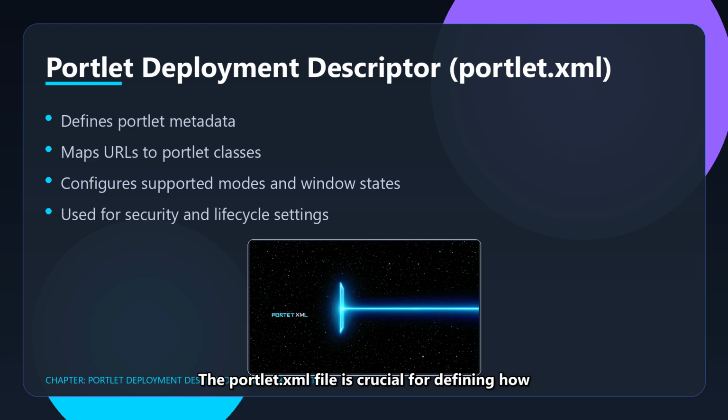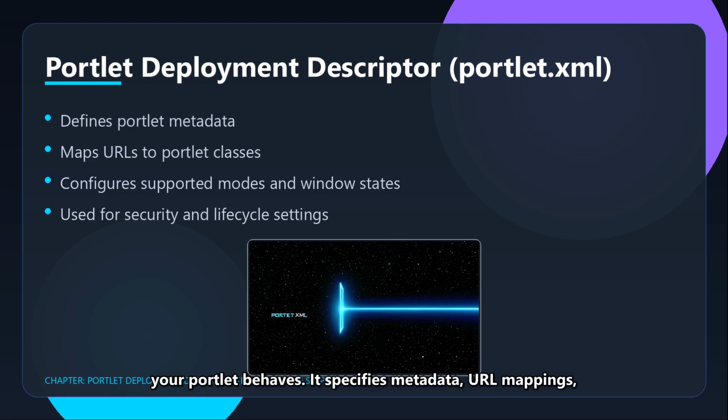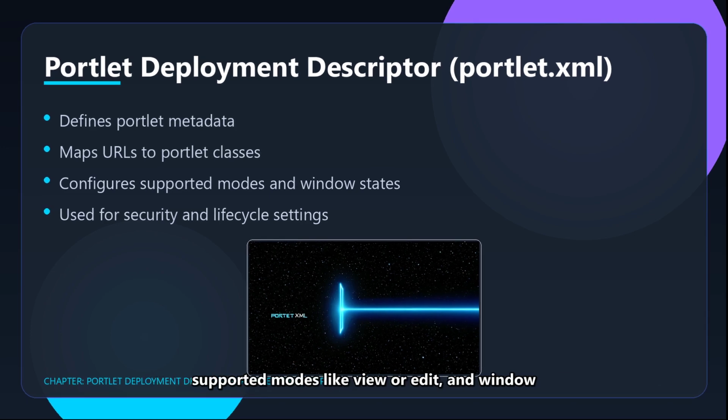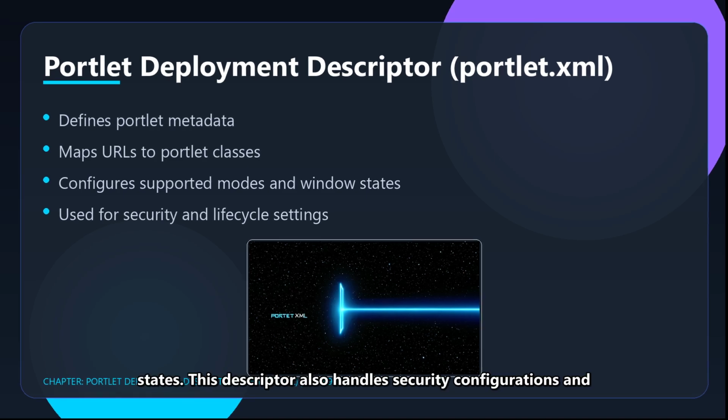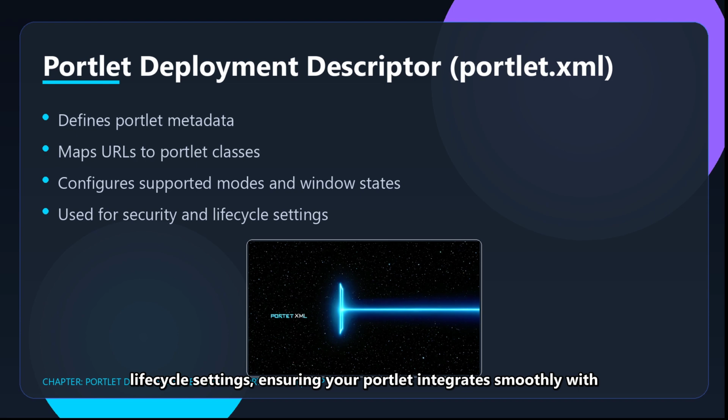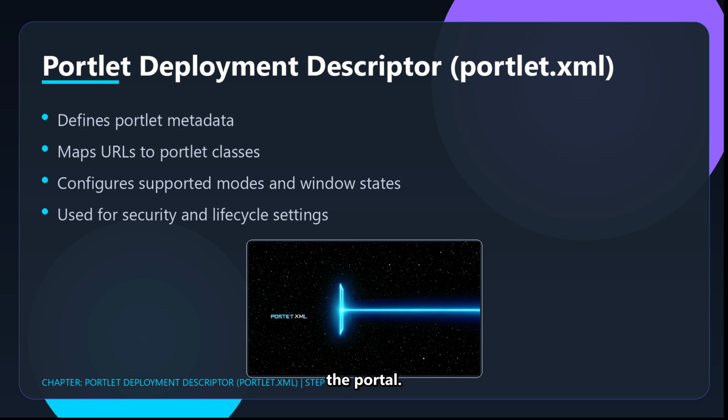The portlet.xml file is crucial for defining how your portlet behaves. It specifies metadata, URL mappings, supported modes like view or edit, and window states. This descriptor also handles security configurations and lifecycle settings, ensuring your portlet integrates smoothly with the portal.